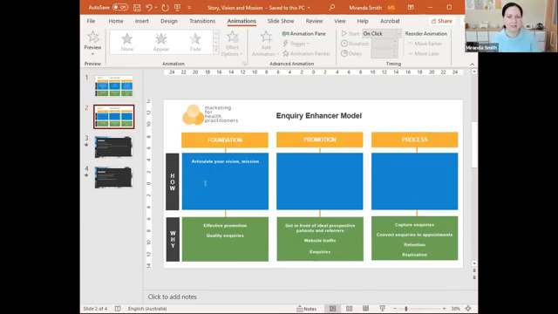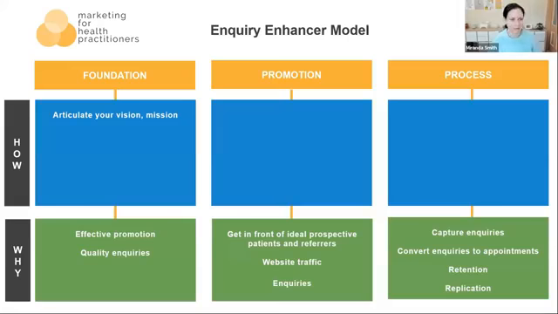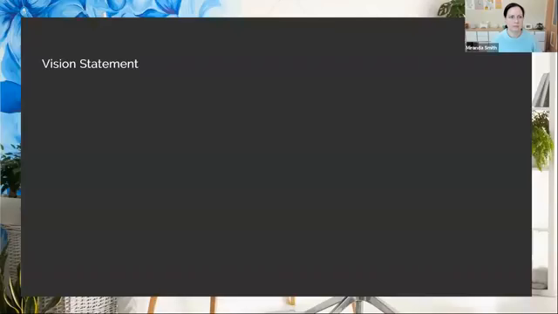As I mentioned, today we're going to focus on what it means to articulate your vision and mission, and why these two things play a really important role in your overall marketing success and driving that prospective patient interest that then flows on to new patient appointments. So, starting with your vision.